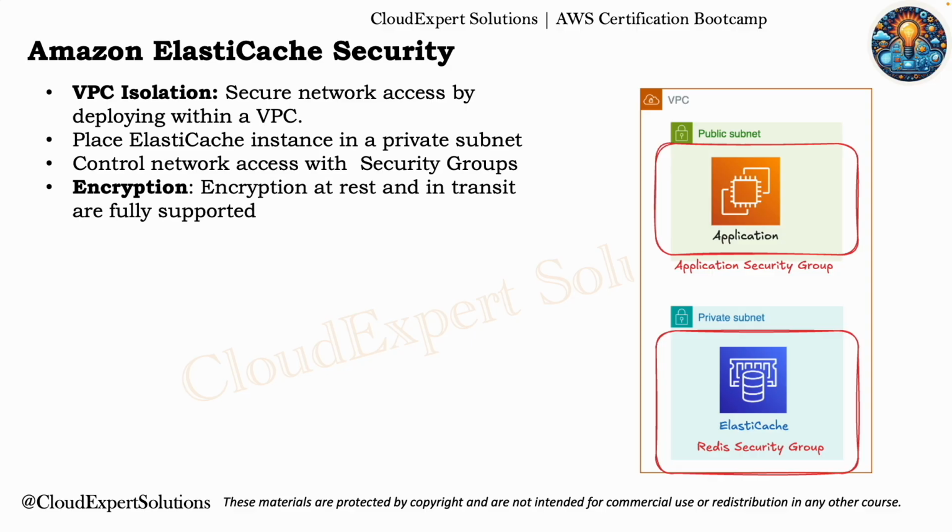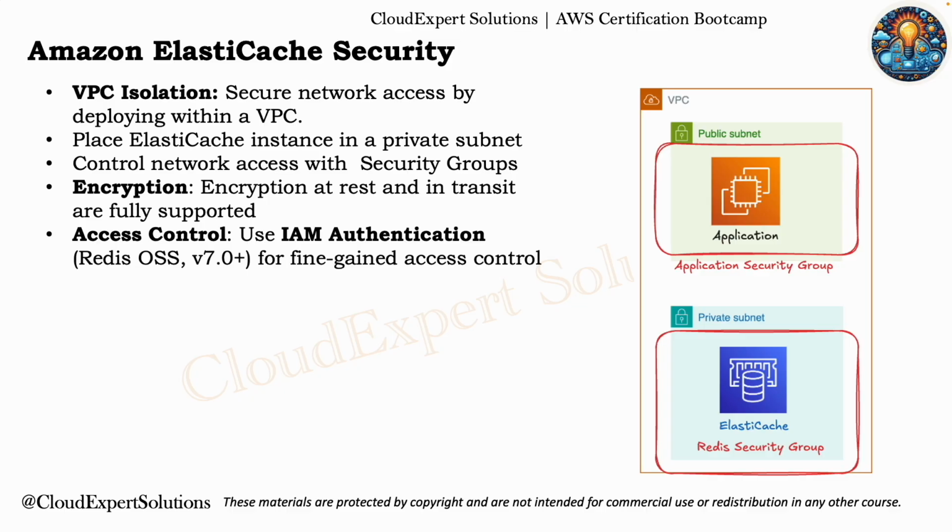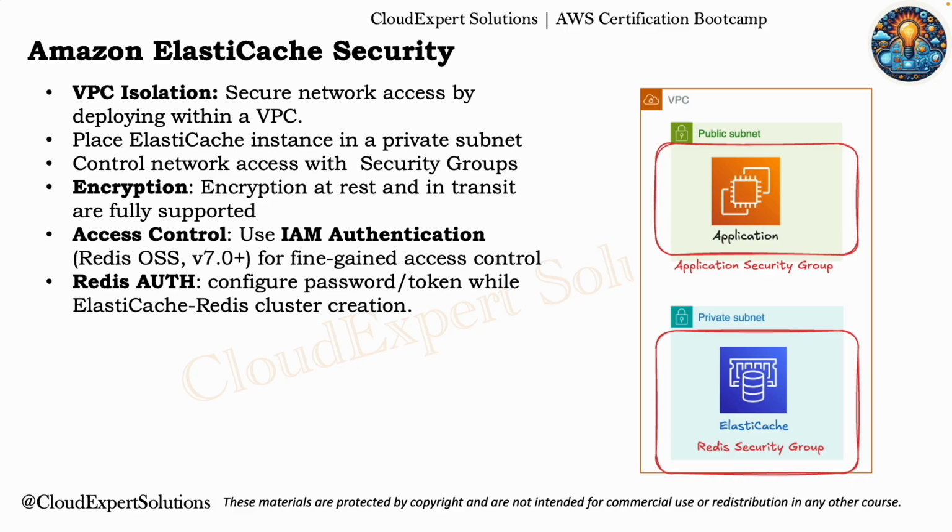ElastiCache also provides encryption at rest and in transit for both provisioned and serverless options. For Redis clusters, you can leverage IAM authentication for fine-grained role-based access control, which is available on Redis open source version 7 and above. And for ElastiCache Redis, you can use Redis Auth. Redis Auth refers to the authentication mechanism used to secure a Redis cluster. You can configure a password or token to prevent unauthorized clients from accessing or modifying data inside the in-memory cluster.